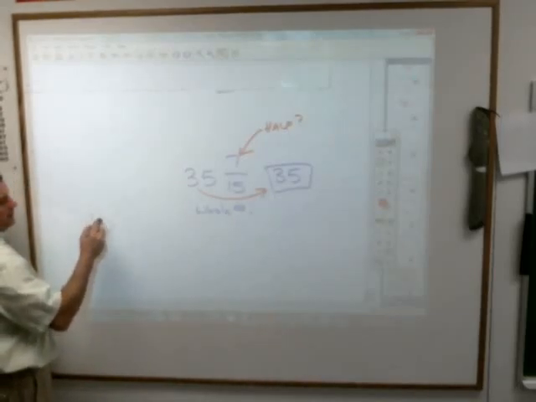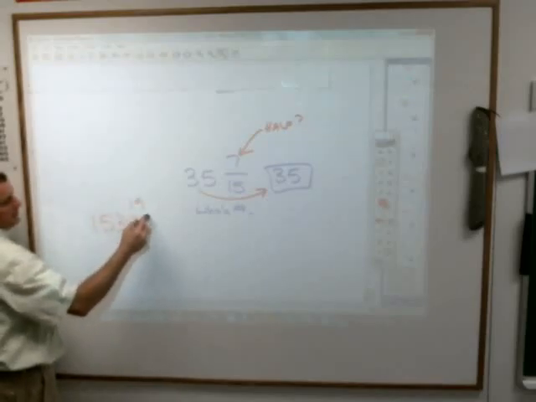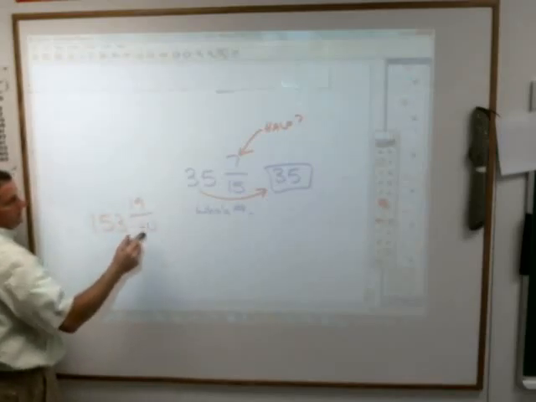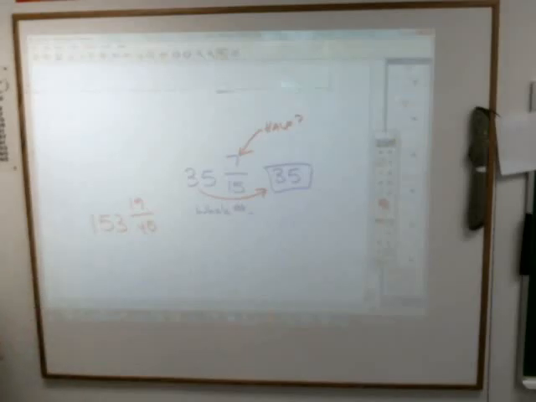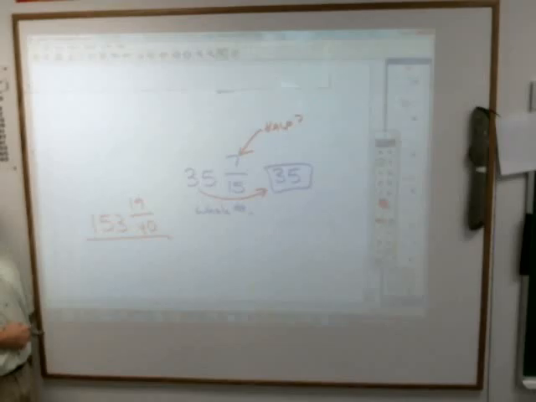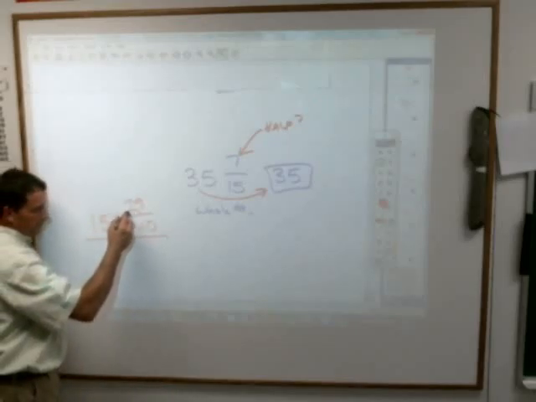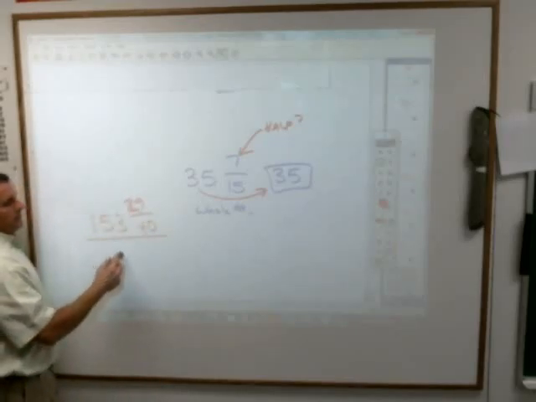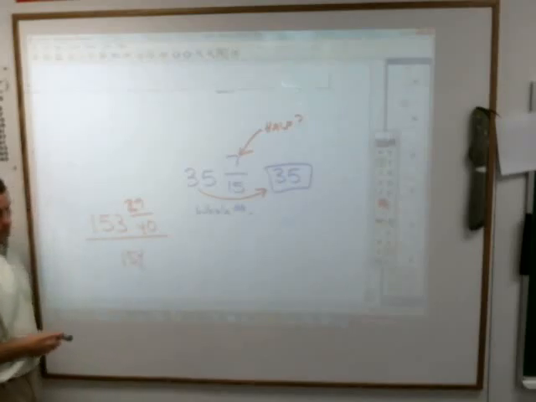If it was 153 and 19/40, oops, 153 and 29/40, what is that rounded? 154.